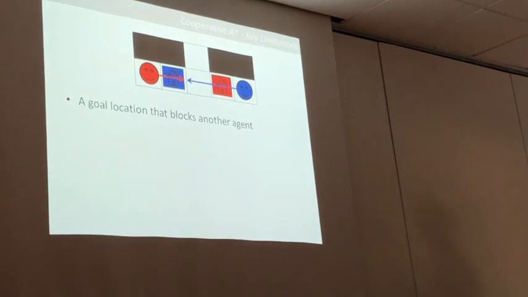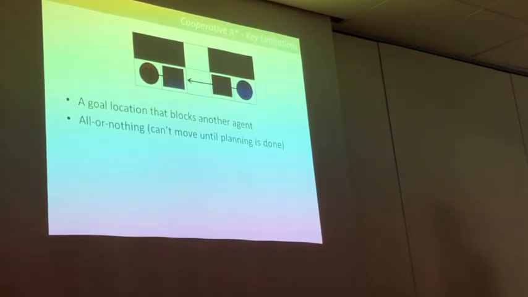And why is that? The goal location blocks one of the other agents. This algorithm, again, is simple and works well in many cases, but it has other limitations also. It's an all or nothing approach. You can't move until everything is planned, which is a limitation in many cases.